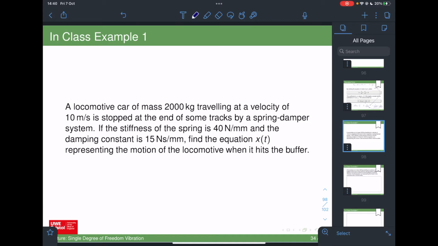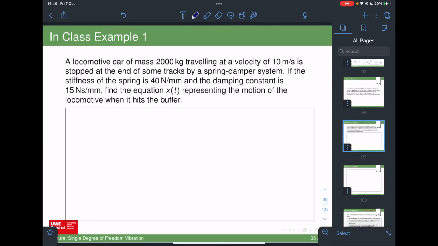Okay, so there's my information. So I'm going to just go to the next one. There's the same question in a bit smaller fashion. There's a few steps we've got to solve this. The first thing we need to work out is zeta, the damping ratio. So I know it's going to be c over 2 root mk.